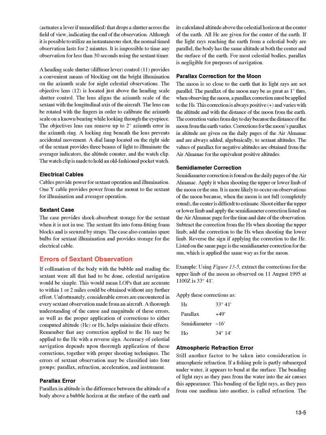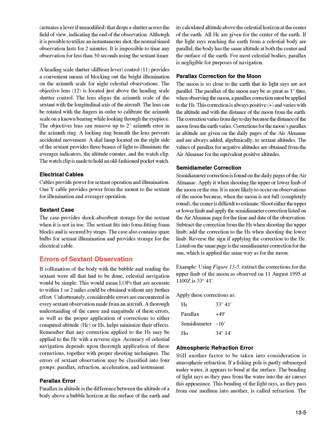The objective lens, 12, is located just above the heading scale shutter control. The lens aligns the azimuth scale of the sextant with the longitudinal axis of the aircraft. The lens can be rotated with the fingers in order to calibrate the azimuth scale on a known bearing while looking through the eyepiece. The objective's lens can remove up to 2 degrees azimuth error in the azimuth ring. A locking ring beneath the lens prevents accidental movement.